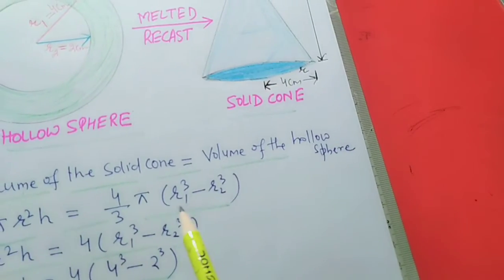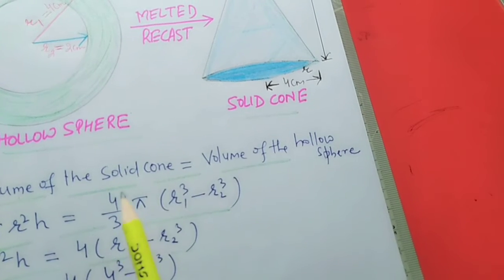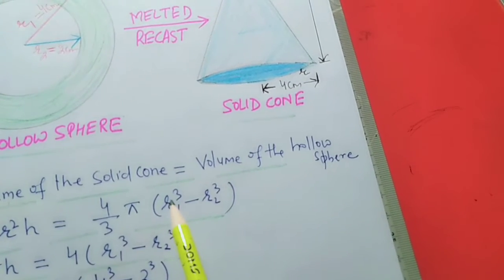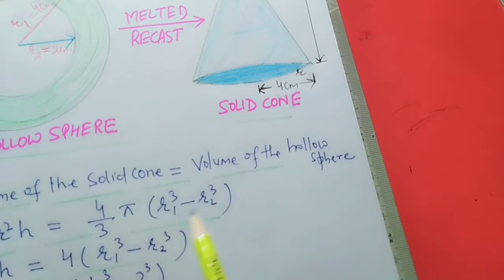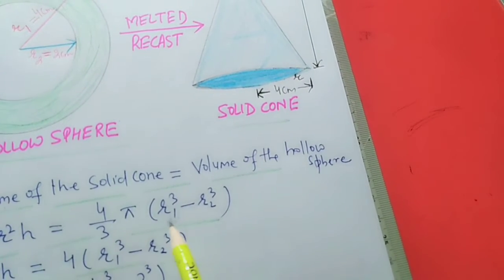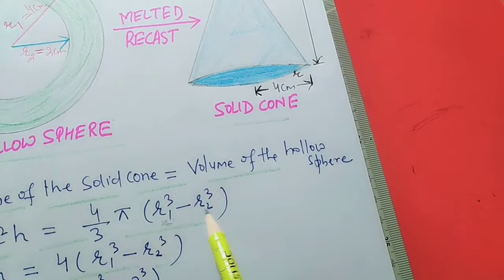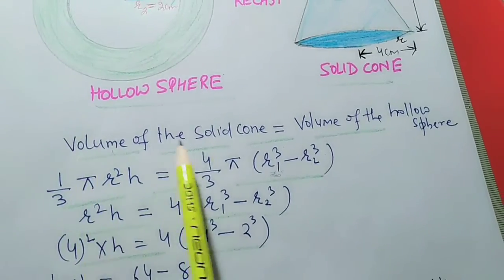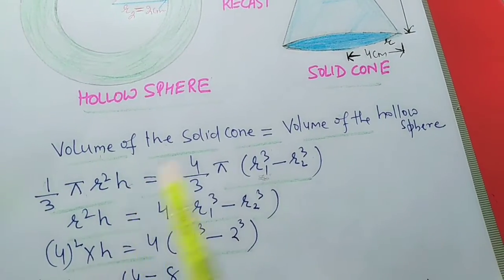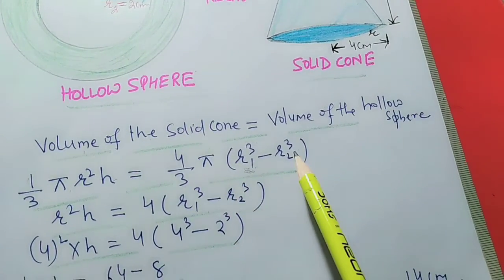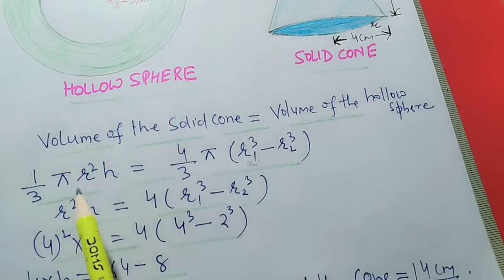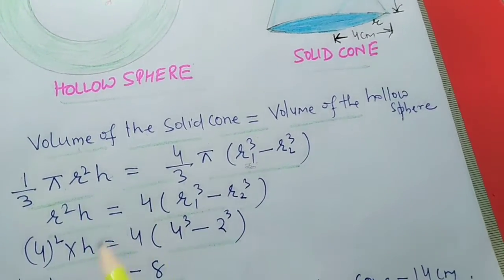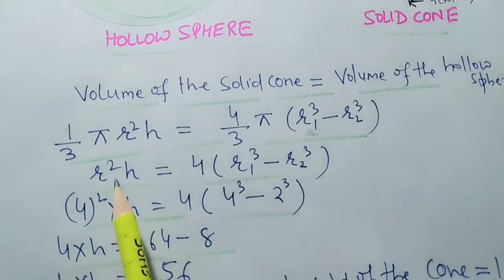Now you have to recall the formula of the hollow sphere, 4 by 3 pi r cube. In place of r cube we will take r1 cube minus r2 cube, where r1 is the external radius and r2 is the internal radius. So we apply the formula for the cone, 1 by 3 pi r square h is equal to 4 by 3 pi (r1 cube minus r2 cube). So this way we can cancel pi by 3 with pi by 3. So we have reduced the calculation.